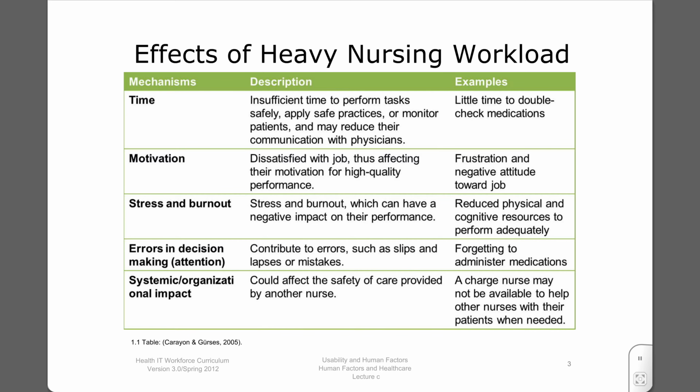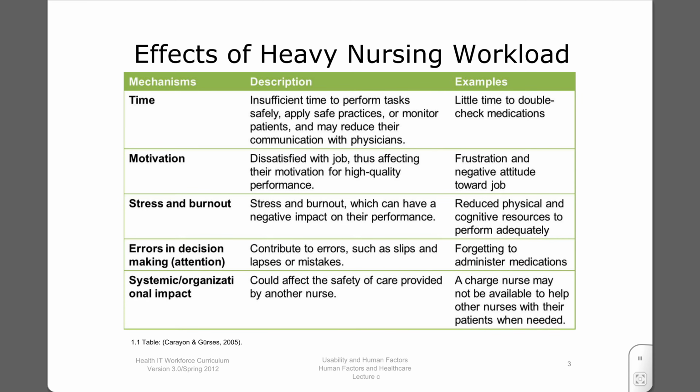Workload is a very important explanatory variable in human factors analysis. Heavy workloads can have a range of consequences, as characterized by Carayon and Gurses. They developed a classification scheme, which identifies 5 mechanisms for understanding the effects of a heavy nursing workload. For example, a nurse may have insufficient time to perform tasks safely, apply safe practices, or monitor patients, and this may even reduce their communication with physicians.